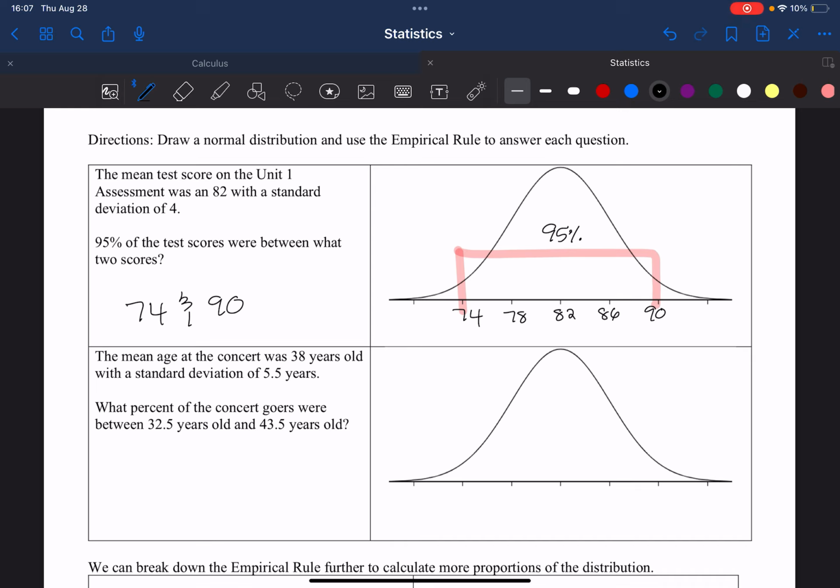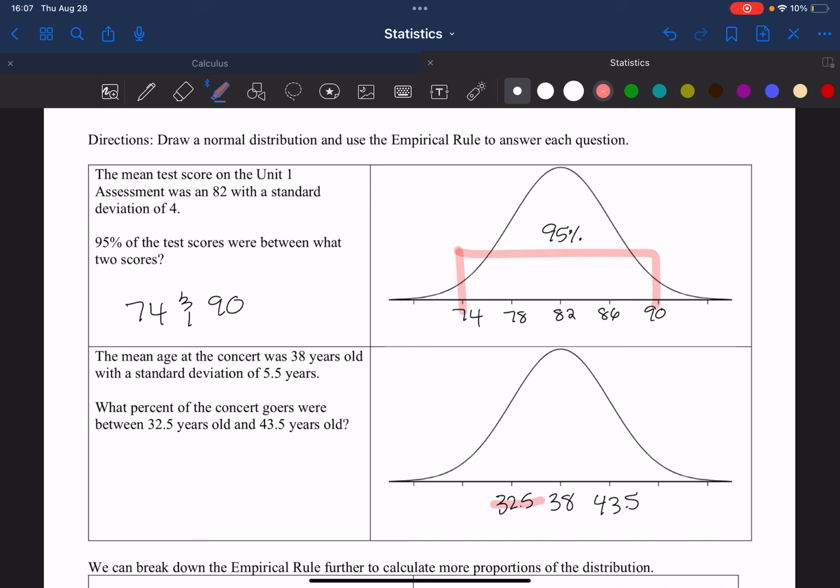Okay, same thing on the next one. It says the mean age at the concert was 38 years old. The standard deviation was 5.5 years. Now it's asking what percent of the concert goers were between 32.5 years and 43.5 years old. Well, we first will do the standard deviation on either side. So if I add 5.5, I get 43.5, and if I subtract 5.5, I get 32.5.